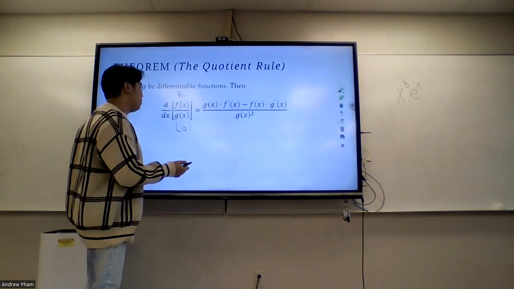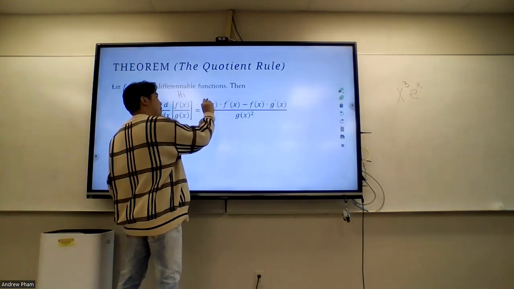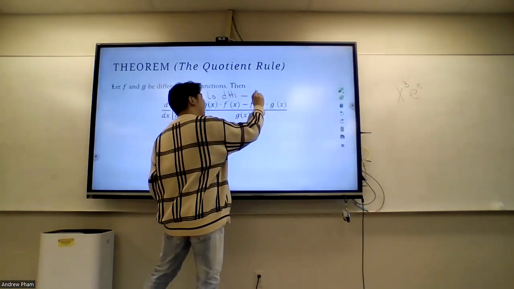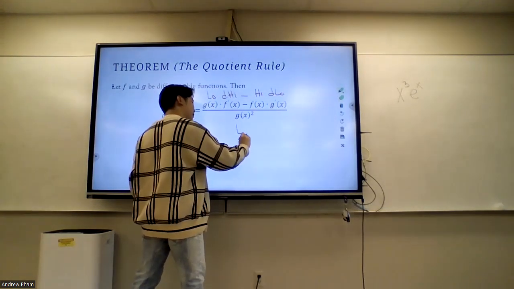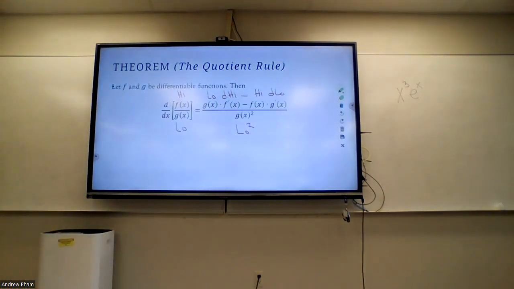So a lot of teachers and professors often use the phrase that the derivative of a quotient, or the quotient rule, is low d high minus the high d low all over low squared. Same idea as before whenever we had first and second. D high is the derivative of that top expression.